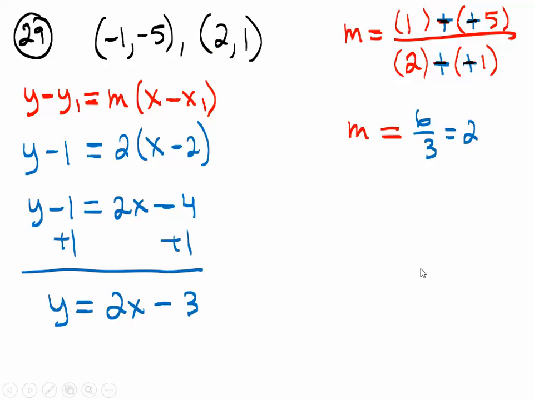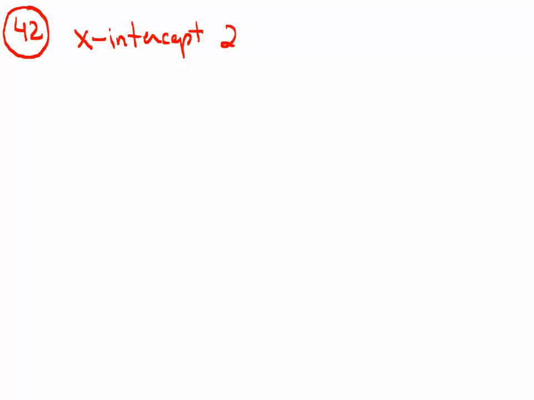Okay, good there. One more other type, again on the homework here, but I figured we should try it here, is number 42. Again, this is just from the textbook here. Can you do the same thing here with this one? Find the equation of a line that has an x-intercept of 2 and a y-intercept of 3.